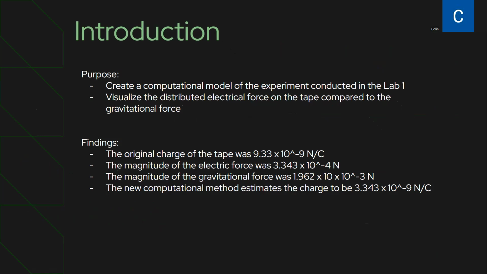The findings were that the original charge of the tape was 9.33 times 10 to the negative 9 newtons per coulomb, and the magnitude of the electric force was 3.343 times 10 to the negative 4 newtons, and the magnitude of the gravitational force was 1.962 times 10 to the negative 3 newtons. And the new computational method estimates the charge to be about 3.343 times 10 to the negative 9 newtons per coulomb.